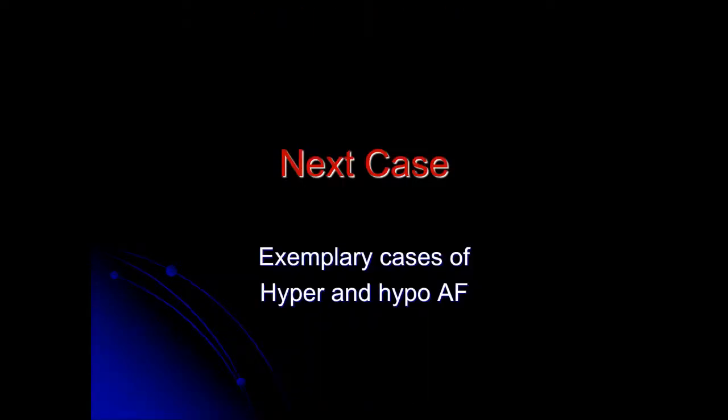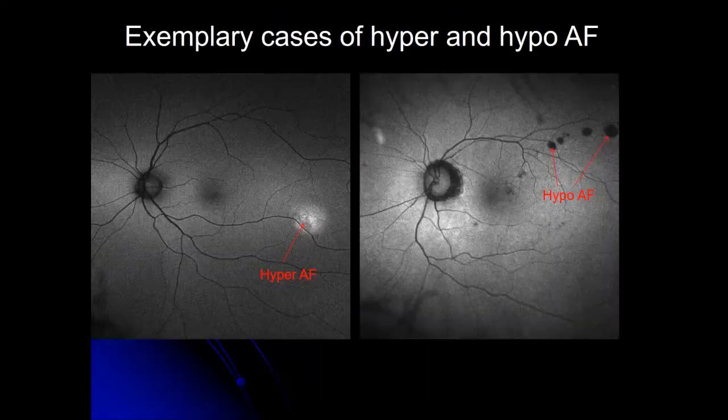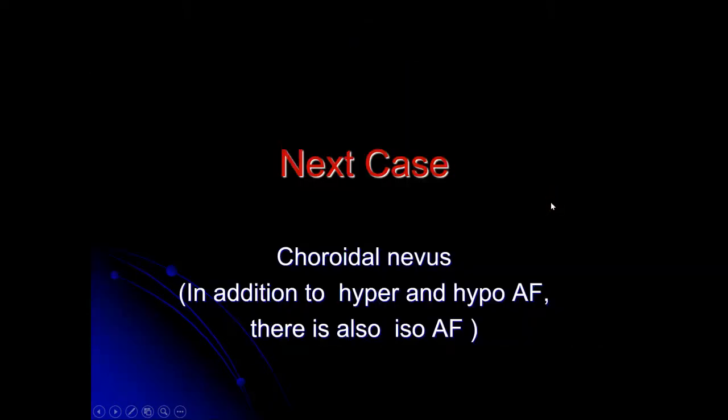How about examples of hyper and hypoautofluorescence? Here we have some examples, and in this left one, this is obviously hyperautofluorescence. It's brighter than it should be, which means it's metabolically active or sick. Over here on the right, we have some hypoautofluorescent zones, which typically would mean that the retinal pigment epithelium is actually missing. There are some exceptions, which we may get to a little bit later.